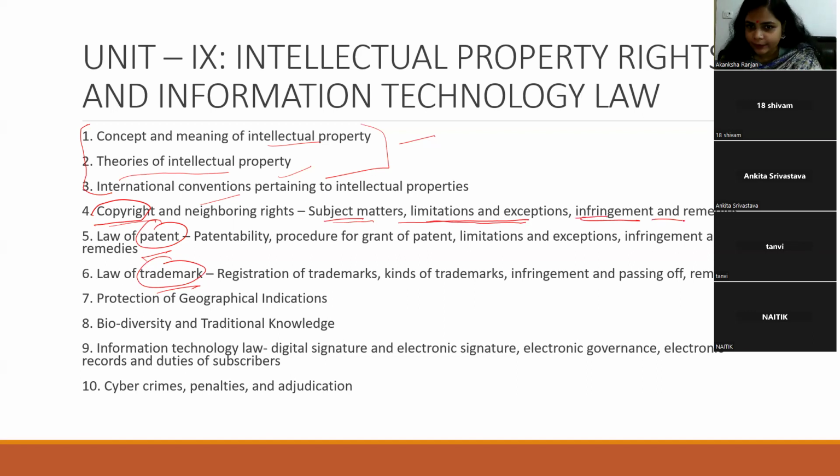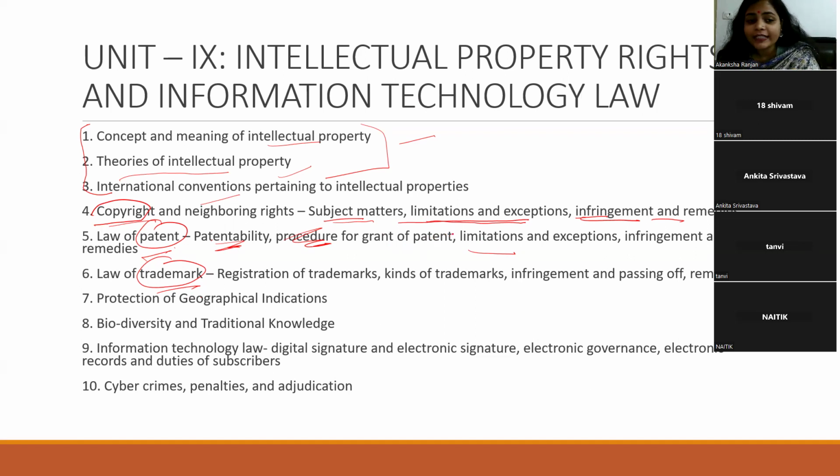Infringement and remedies are important. If you go through the syllabus nicely, you will know what is asked in the examination and what you are required to know from the law. You are not required to complete the whole Copyright Act or the complete act of patent or trademark. You just have to cover the topics given here. You can also go through the PYQ. You will know that questions have been asked only from these topics.